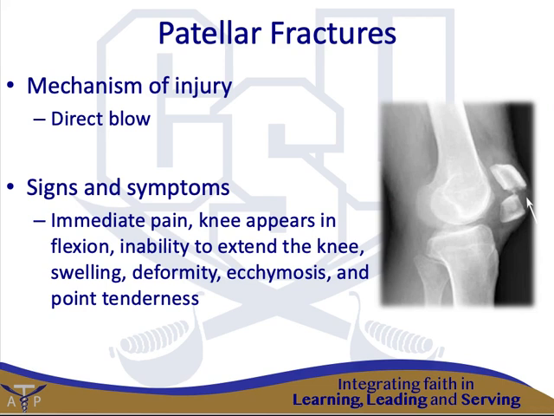The quadriceps can also contract forcefully enough to pull on the superior pole of the patella and cause it to fracture or pull away from the other aspect of the patella. Signs and symptoms include immediate pain and the knee appears in flexion. The athlete has an inability to extend the knee because the two different parts of the pulley system in the knee are disrupted. They have swelling, deformity, ecchymosis, and point tenderness around the knee.